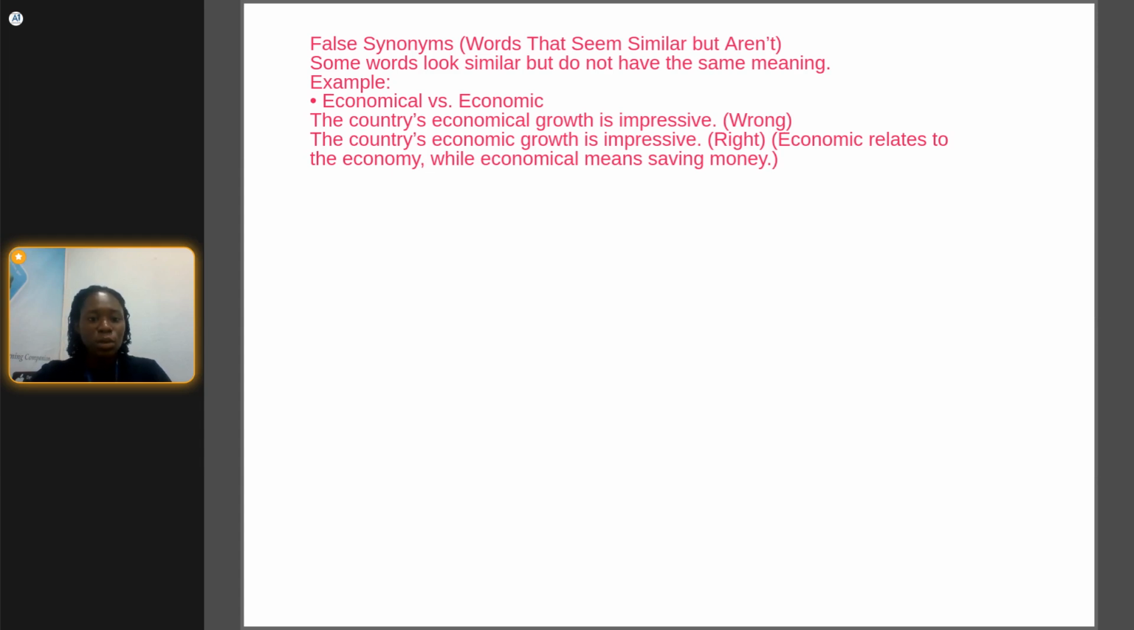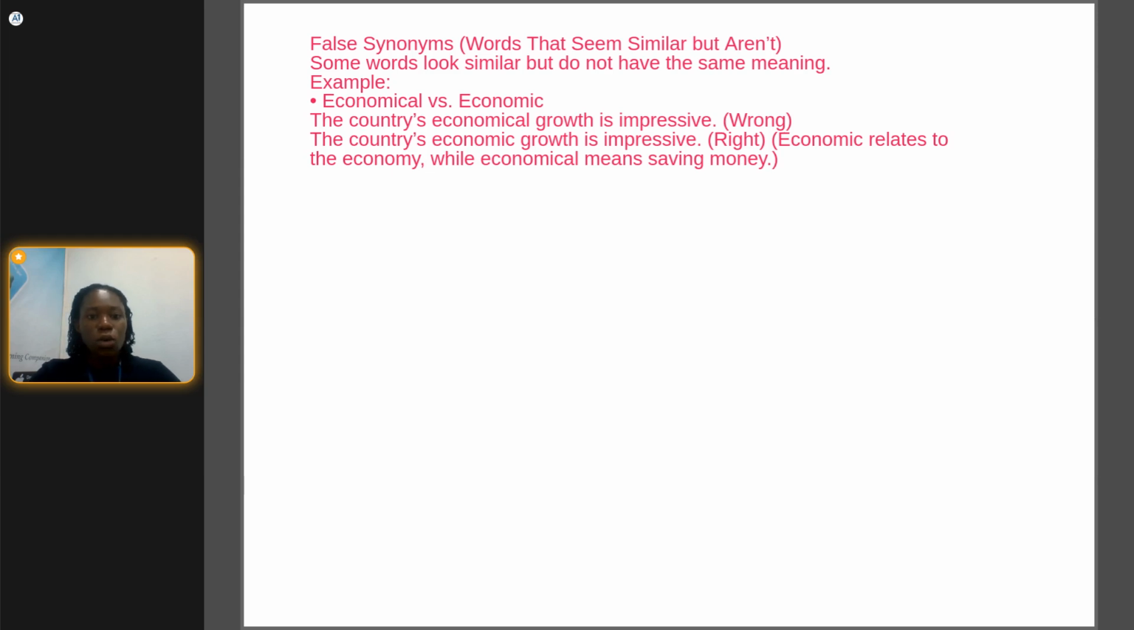Another example that we could have here is historic and historical. They look alike, and sometimes some people even misuse them, but they are not the same. So one has to be very careful in choosing these words so that you do not make the mistake of putting one word for another, even though they do not mean the same thing.